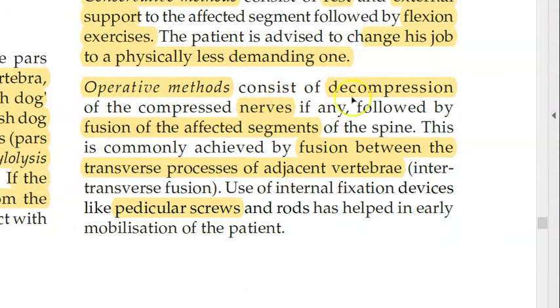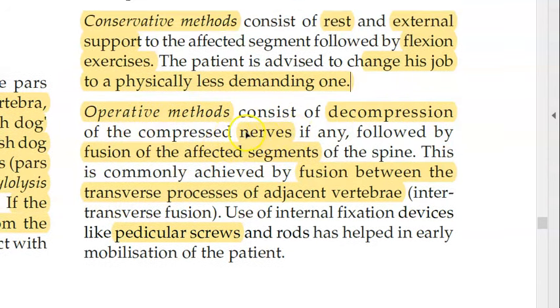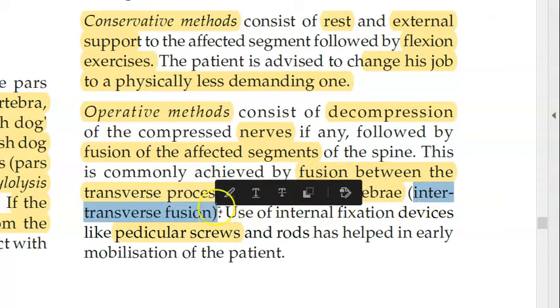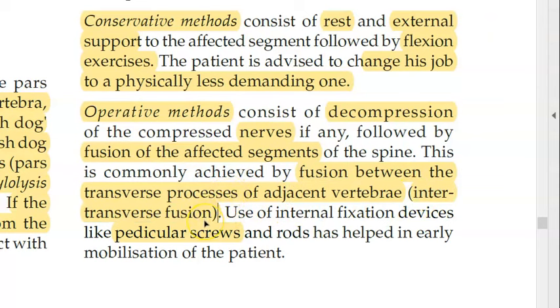Operative methods: decompression of the compressed nerves. Remember, you have to decompress that sciatic nerve if it is affected. How will you do this? By fusion between the transverse processes of the adjacent vertebrae. This is important, something you might not realize in the exam. You have to fuse between the transverse processes of adjacent vertebrae. Transverse fusion you should do, so that it will get support and will not displace anteriorly.